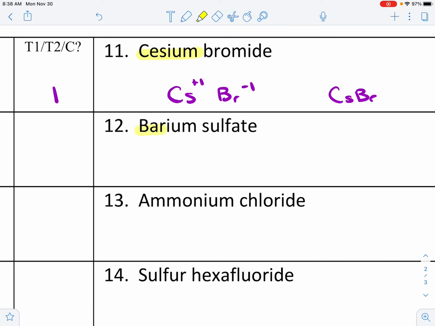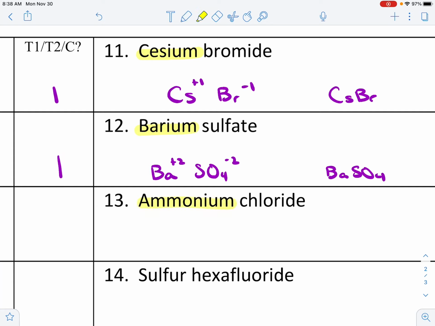Awesome. To the next one, we have barium. Okay, so we find barium, it's type 1, so we do crisscross, so we've got barium, which is +2. We have sulfate. It's up top. It's -2. So again, our charges are going to cancel, right? So we're just going to say BaSO4. All right, keep rolling.